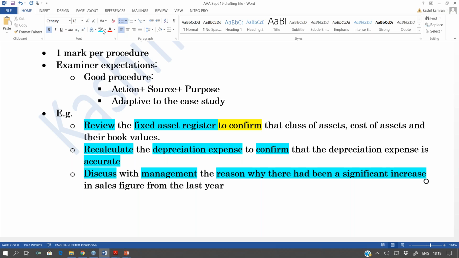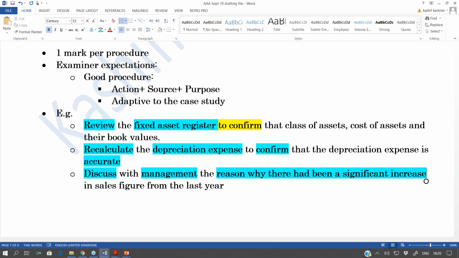So can you understand the action, source, and purpose through these examples? If I can get your quick yes and no feedback. Can you understand the action, source, and purpose? Every time you write a procedure, you need to write a procedure with an action, a source, and a purpose. Is that something difficult to do in exam paper, to first think about an action, then think about a source, and then think about the purpose? So examiner is saying if you do that, that is a good procedure. So is that a difficult definition of a good procedure to remember for exam paper?